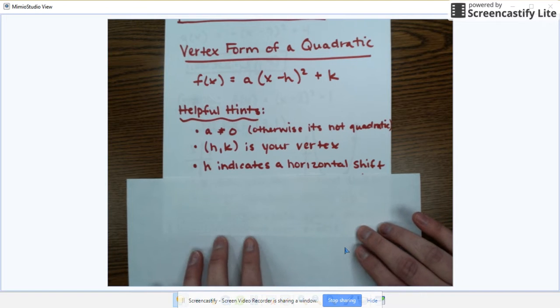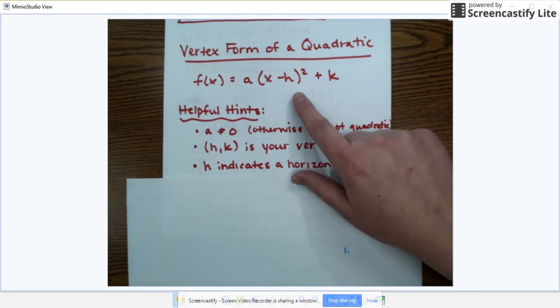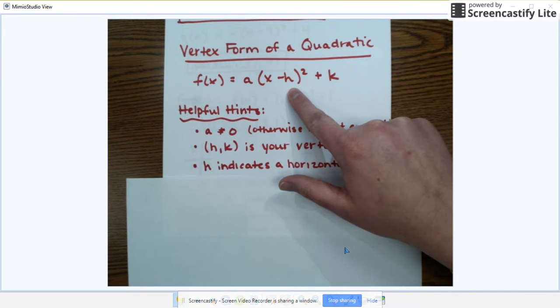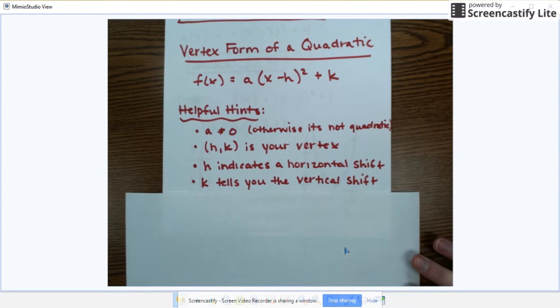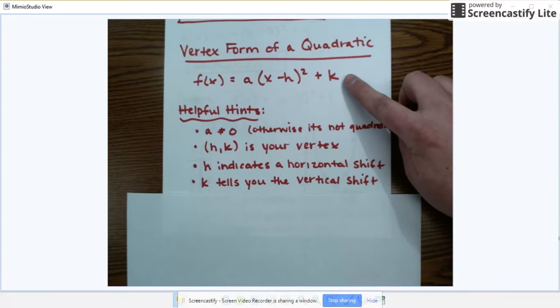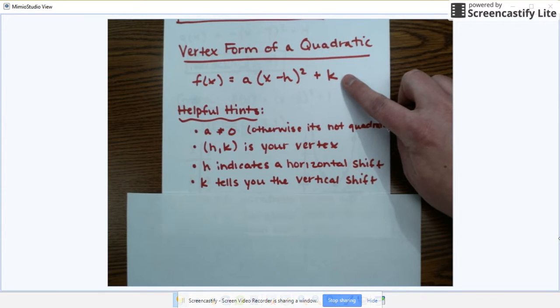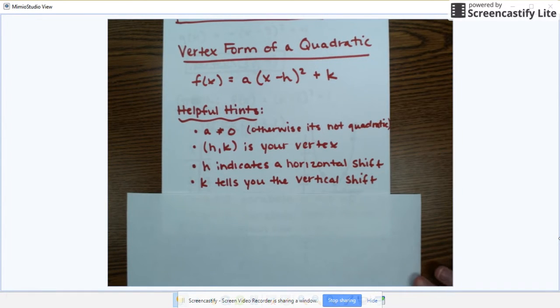Anytime you talk about transformation, the h is going to talk about a horizontal shift, which if you think to our first example, our vertex was shifted right 3 units. The k is going to tell you about a vertical shift. Again, our previous example had a plus 4 on the end, and it also went up 4.